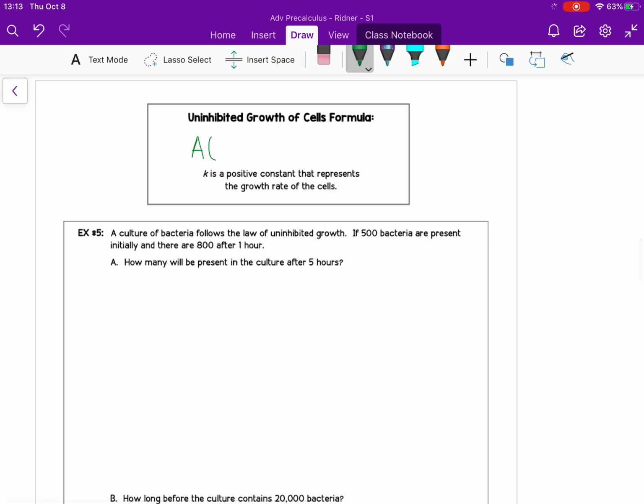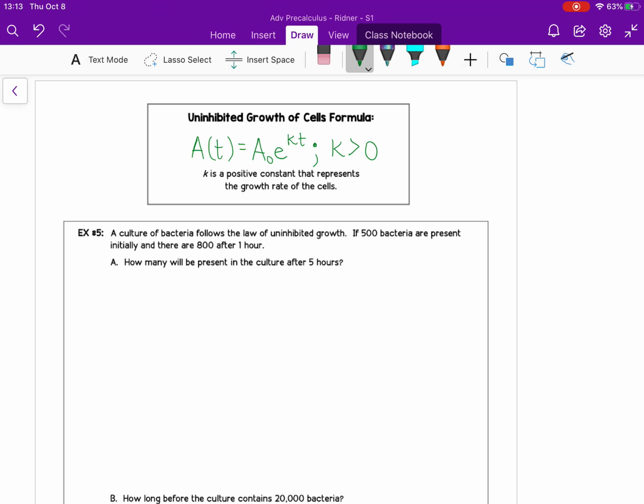The way we write that formula looks like this. Sorry, can't write and talk very well. So A sub t, A of t equals A sub 0 times e to the kt, where k is greater than 0. So this is a part where we use e. And we can use that to figure out problems such as the one that we're about to do.